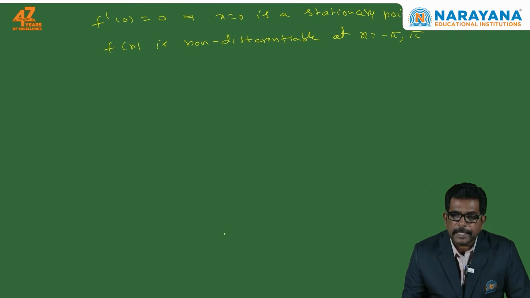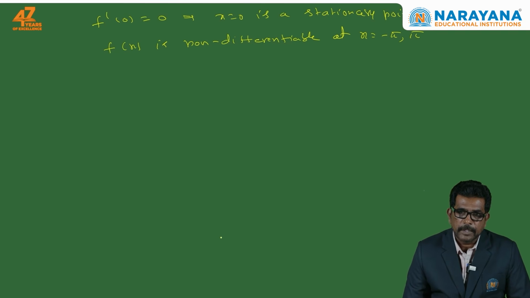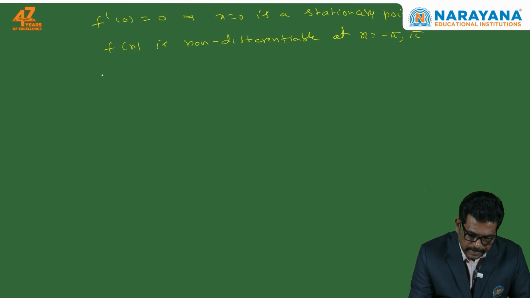At these 2 points, the function is not differentiable. These 2 are the critical points. Total 3 critical points here. Now, f dash of x is equal to 0. We are going to find out f dash of x is equal to 0.